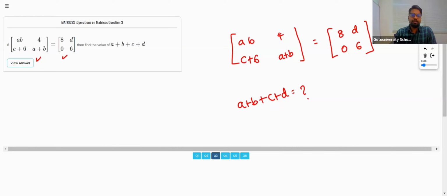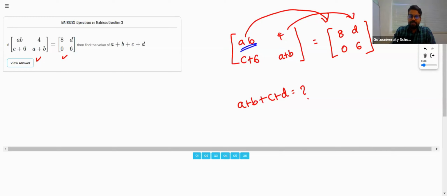Say the number of rows here, there are 2 rows and 2 columns. Here also 2 rows and 2 columns. Then only I can see the equality between the two matrices. Point 1, very important point to remember: as we're equating these two matrices, the number of rows and columns should be equal to each other. So on that basis, I can equate the corresponding elements.